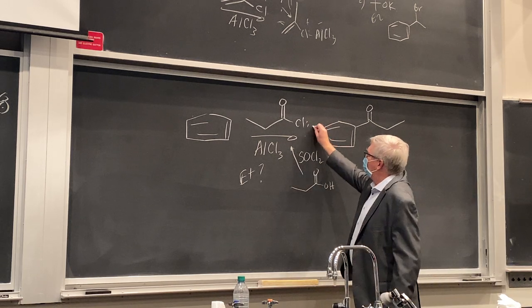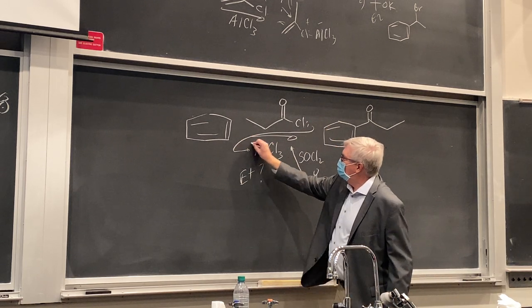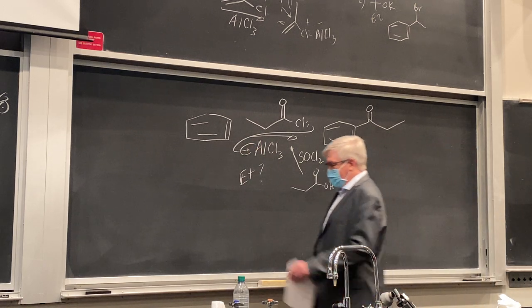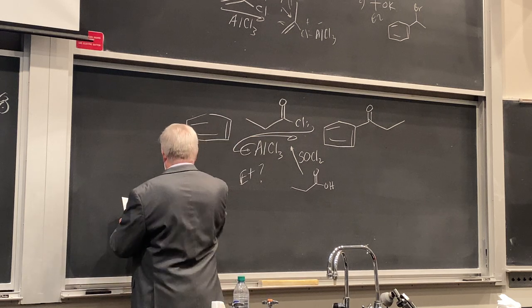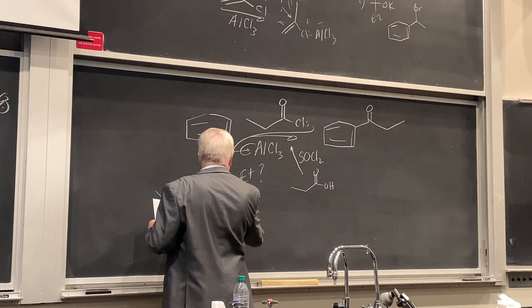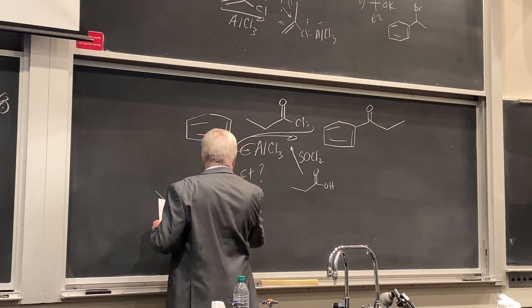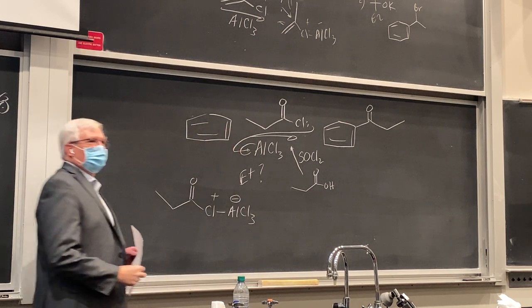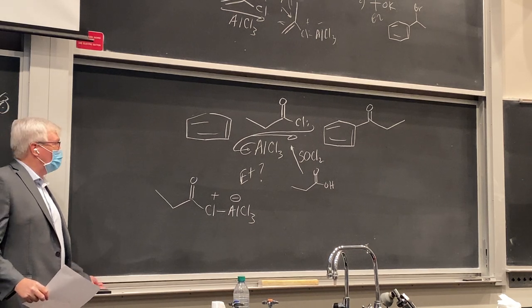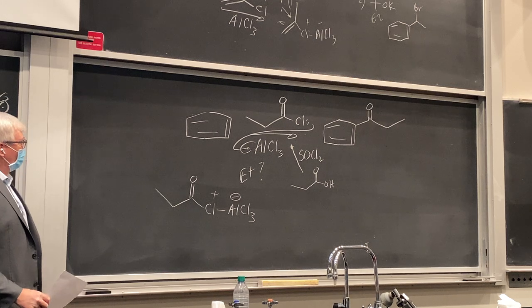Well, let's take the lone pair and dump them into our empty orbital here. That is a Lewis acid after all. And what do we get? We get the complex here. Don't forget about those formal charges on there. So that's just complexing the acid chloride. And now what can occur at that point?